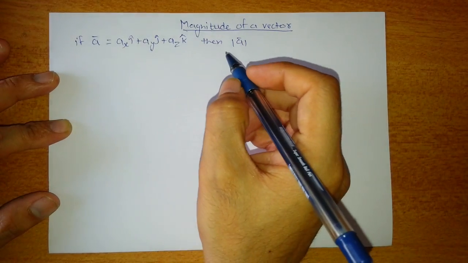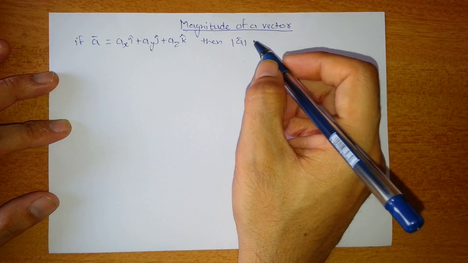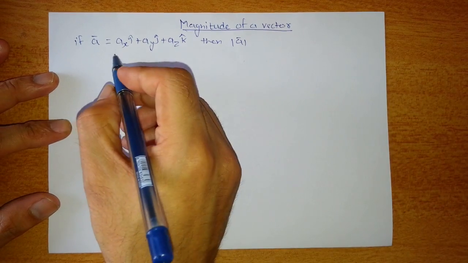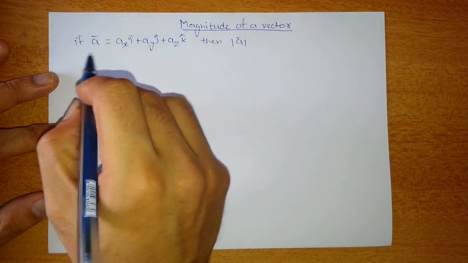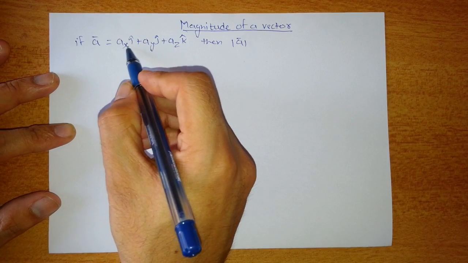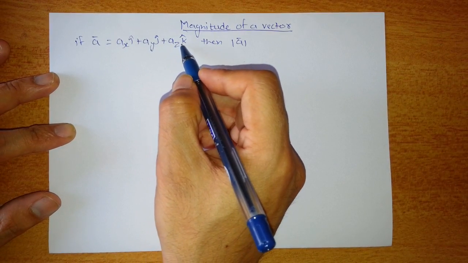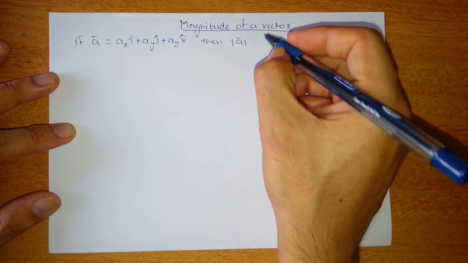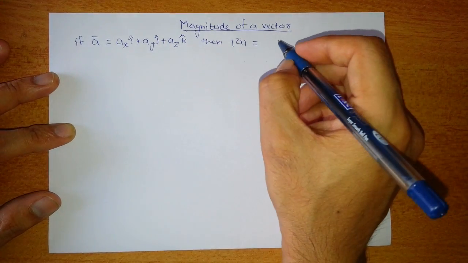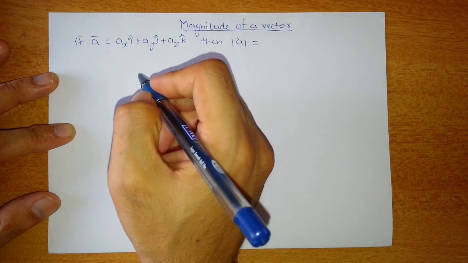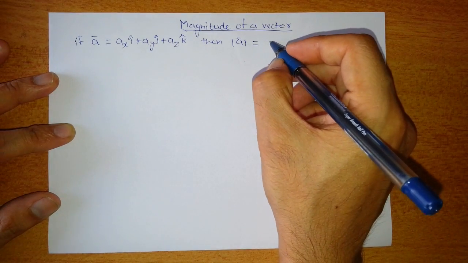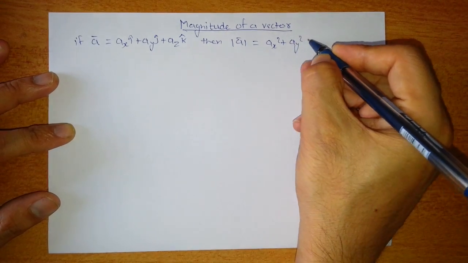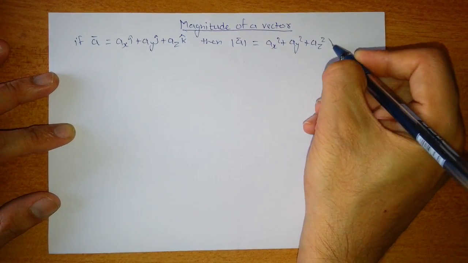We'll be looking at how we can calculate the magnitude of a vector which is given in vector notation. Let's say vector A, which is ax i cap plus ay j cap plus az k cap, is given, and we have to find its magnitude. As we know, the magnitude is the length of this vector, so we can say this is nothing but the square root of ax square plus ay square plus az square.